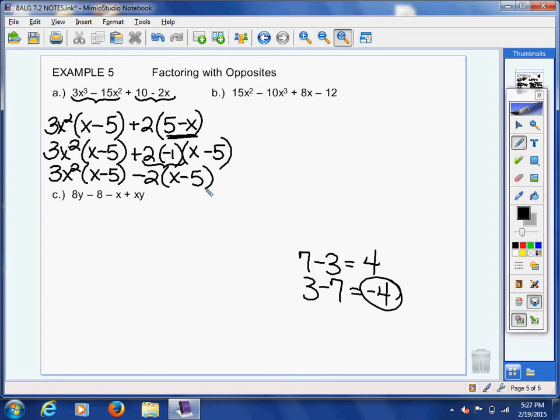Now do we have a common binomial? Yes, we do. And here we go, and we're going to factor that out, and then we're going to put what's left in the other quantity. Okay? So that's a little funky, I know, but sometimes that situation happens, and we have to recognize how to fix it, that it is fixable, first of all, and how to do it.